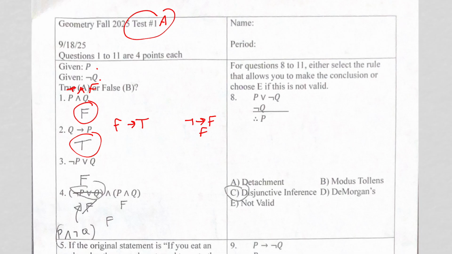Not P or Q, that's true if either of them is true. Well, not P is false, but Q is false also, so they're both false, so that one's false.